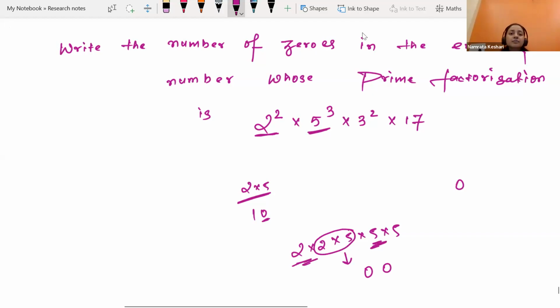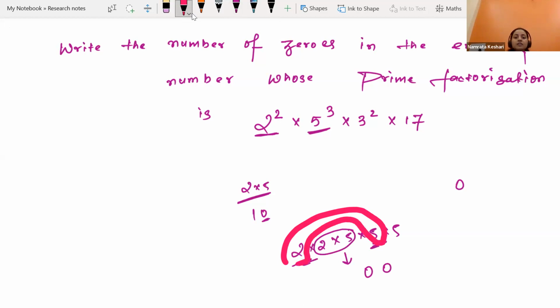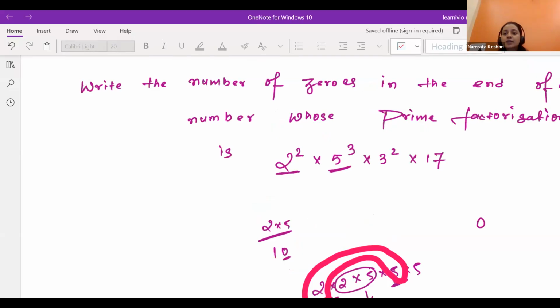Are you getting it? Yes, ma'am. Okay. This 2 and this 5, and this 2 and this 5, will make two zeros, and the remaining numbers are not going to give us 0. We know that 2 and 5 multiplied together can only generate a 0. So how many zeros will be there? We will not do the multiplication. Even without doing the multiplication, we will say that two zeros will be there.